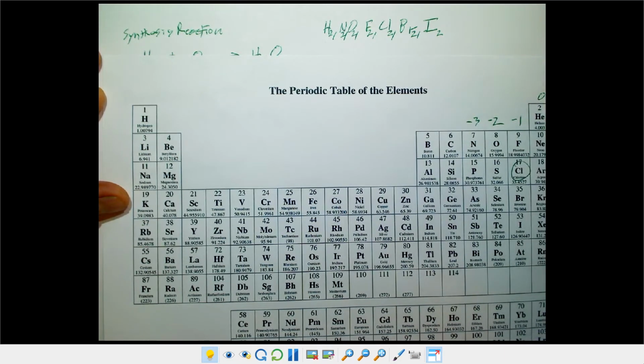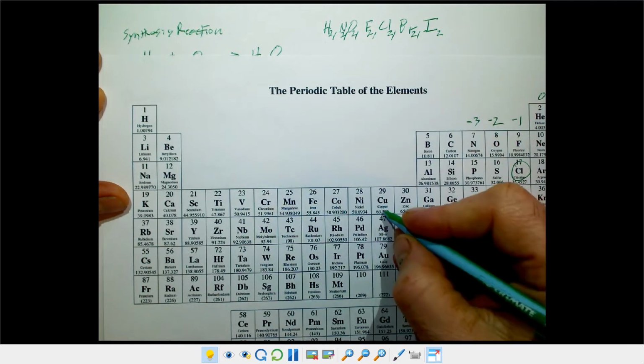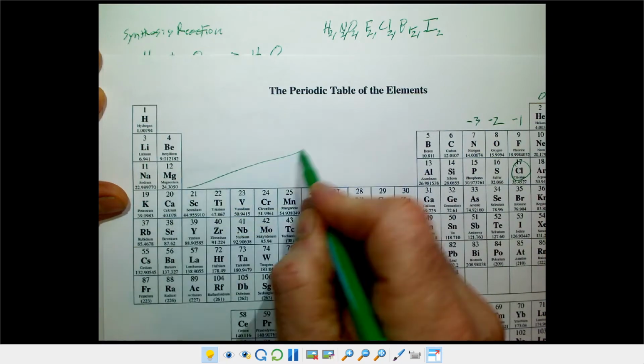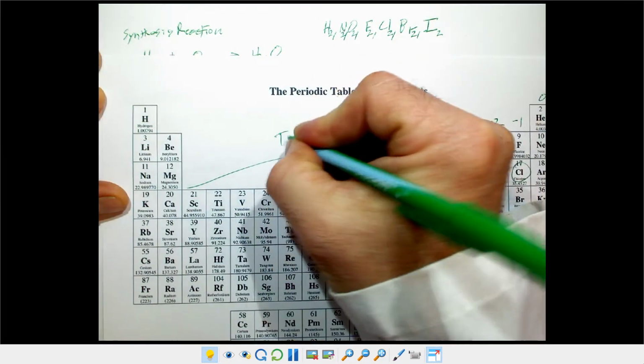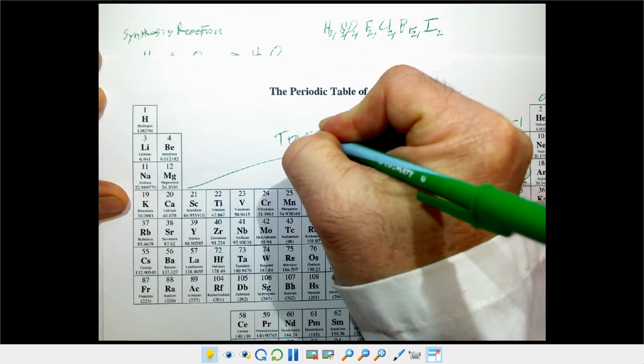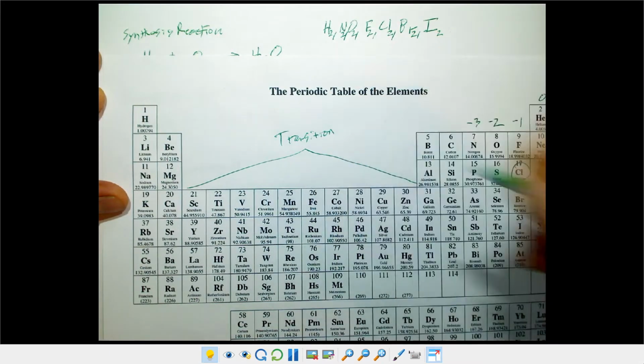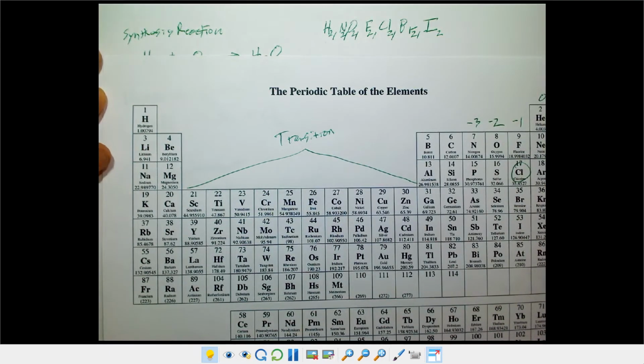Chlorine is going to have a -1 charge. And if you look where copper is, it isn't in a strange area of the periodic table. It's where the transition elements are located, and these guys can have different valences. And as a result, they can have different charges.